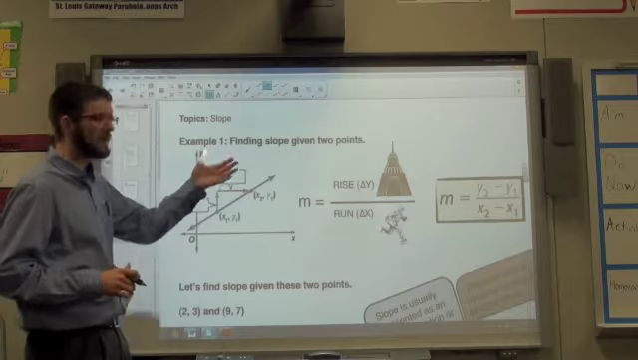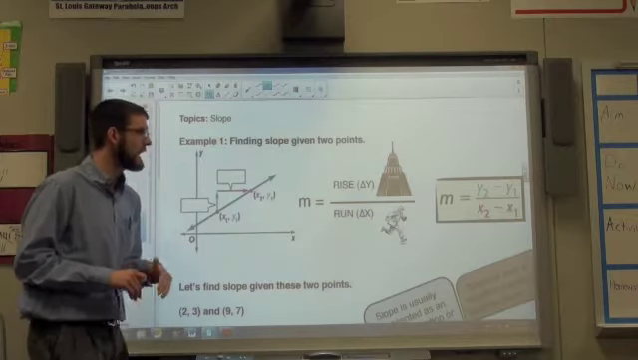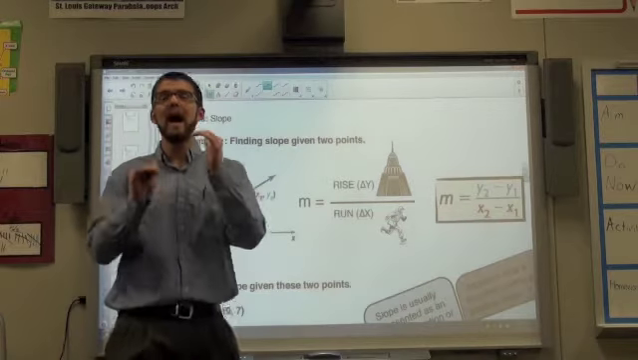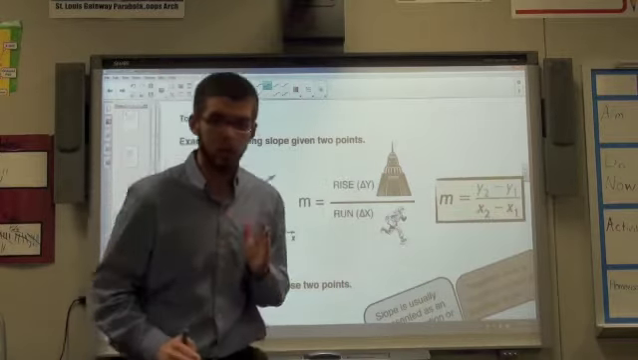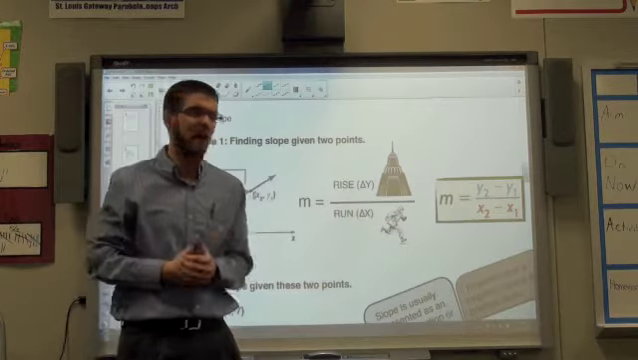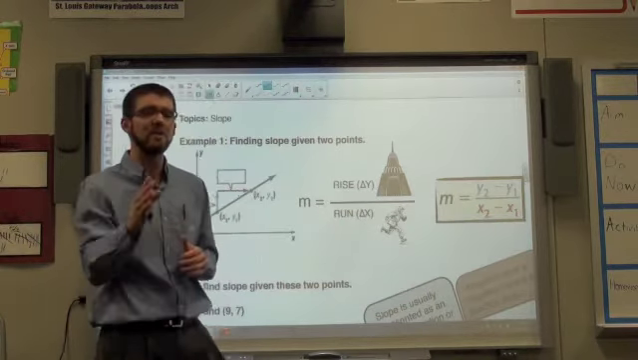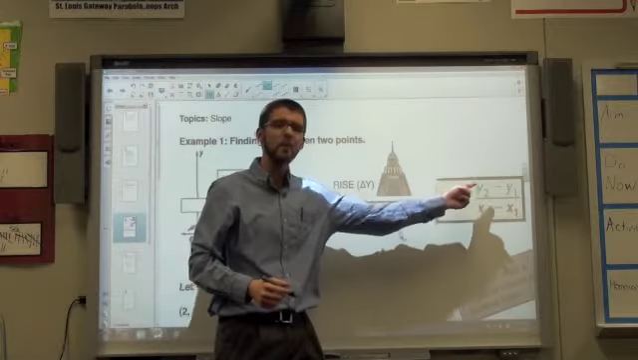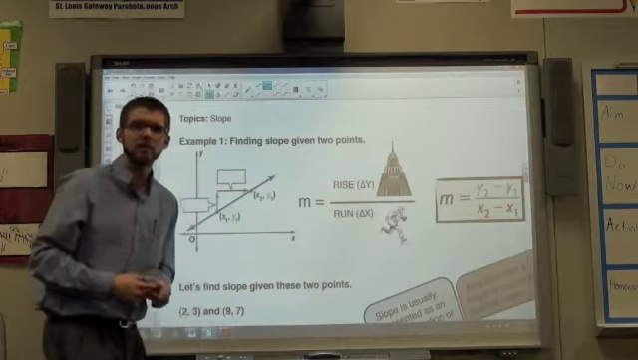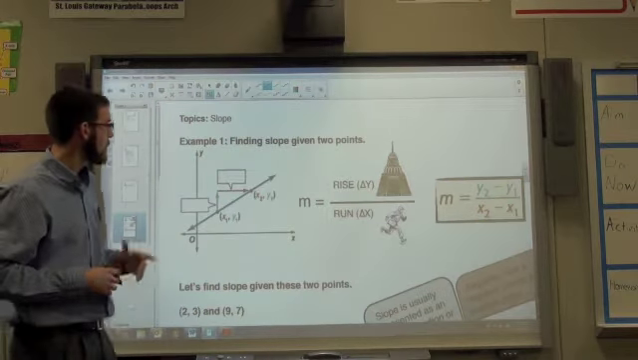So, a quick review of what slope is. Slope is defined as the rise over the run of a line. So it's the rise over the run. How do we move up and down, and how much do we move left and right? The equation that we're going to use to find slope is y2 minus y1 over x2 minus x1. So let's go ahead and get started.